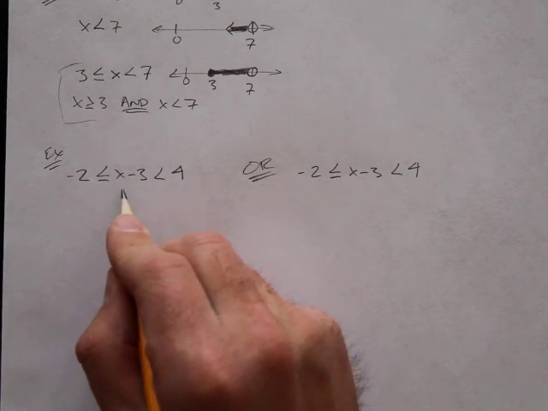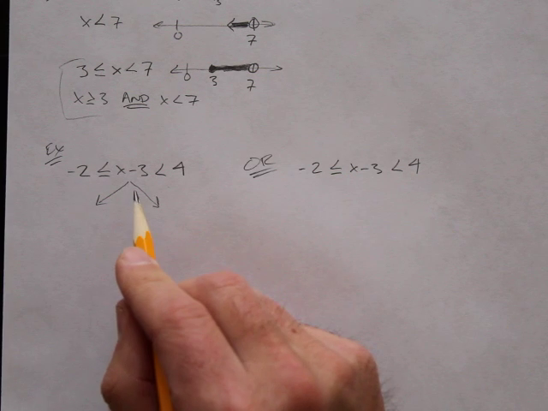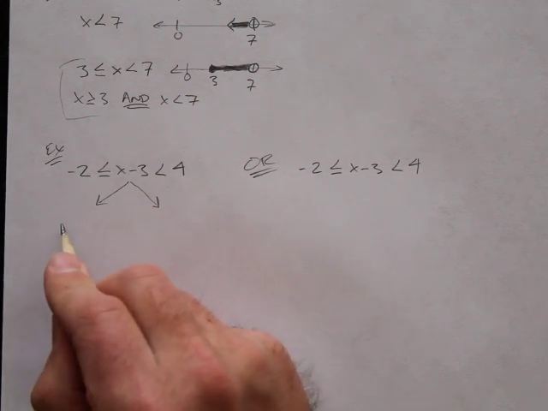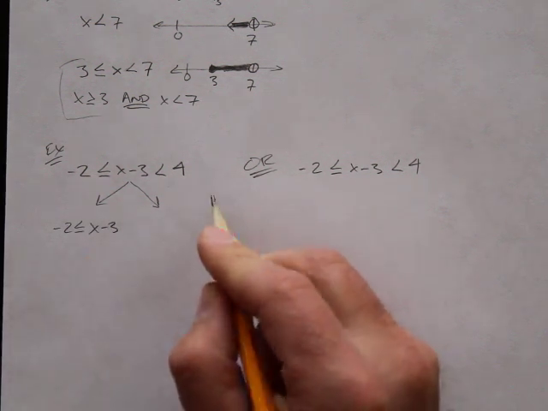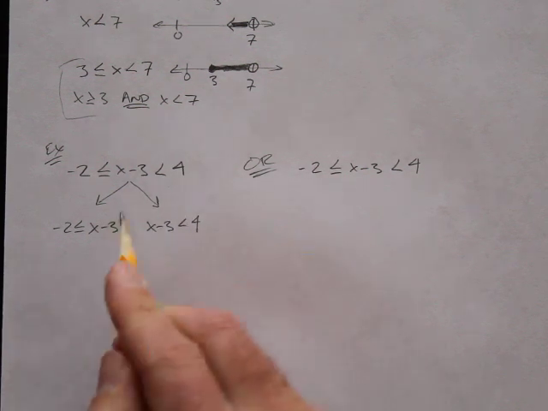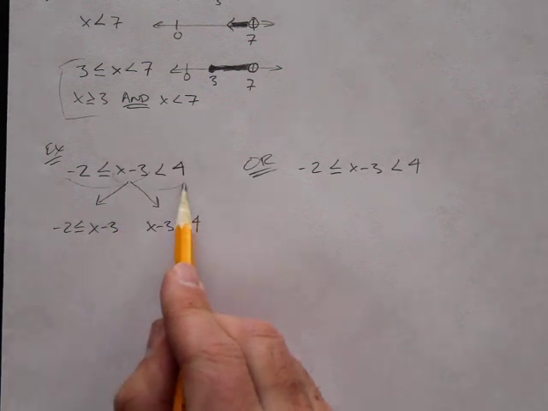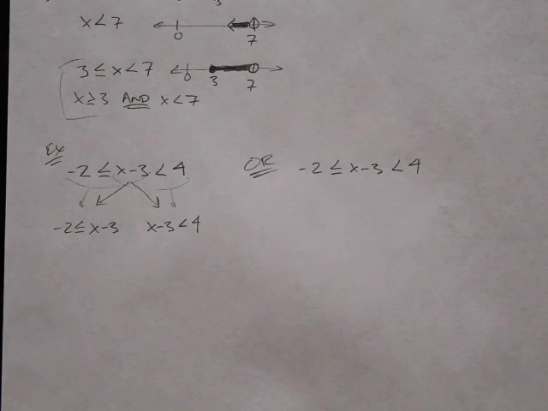Here's one way. This one is maybe the cleanest and easiest way. For this one, I'm going to just separate out two different inequalities. -2 is less than or equal to x minus 3, and x minus 3 is less than 4. So I've just taken this here and put it down here, and I've taken this here and put it down here. So I've just set up two inequalities.